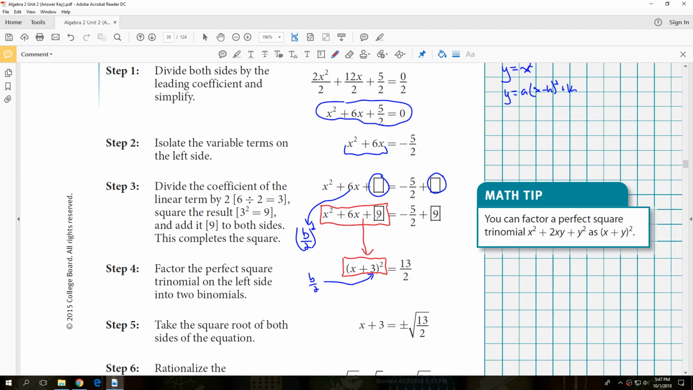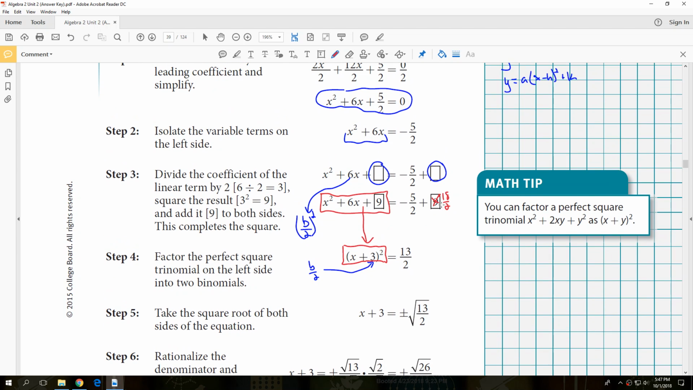Now, remember, since we added 9 over on this side, we have to add 9 over here, and so that requires typically a little bit of fraction work. So in order to add these together, this 9 would become 18 over 2 to get a common denominator, and then negative 5 over 2 plus 18 over 2 would be 13 over 2, and that's where they're getting this 13 over 2.